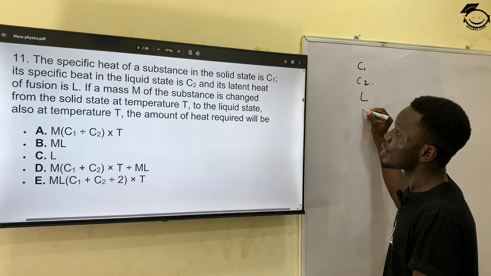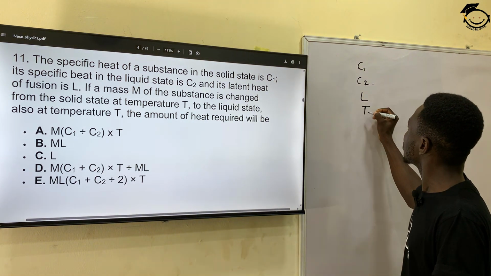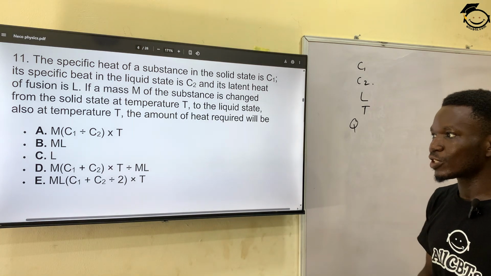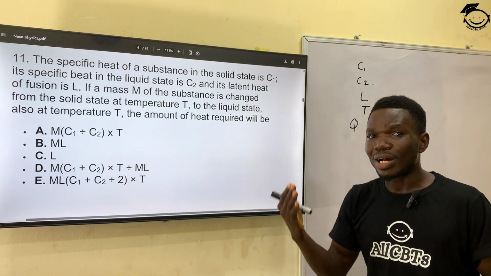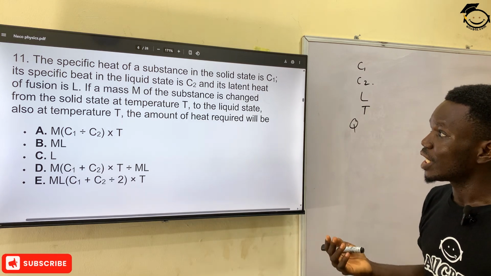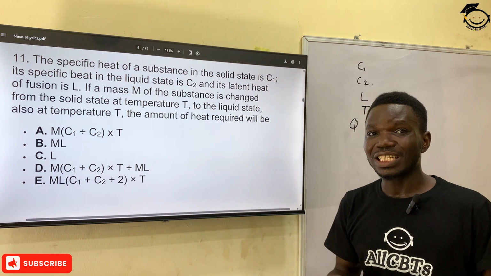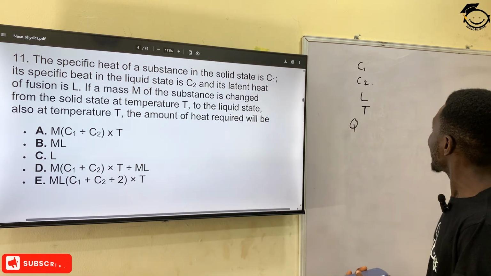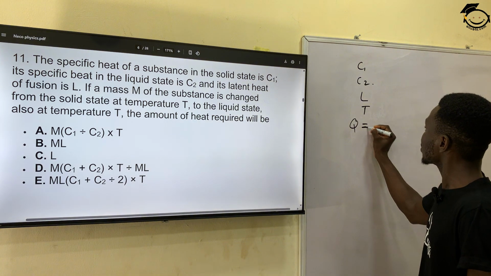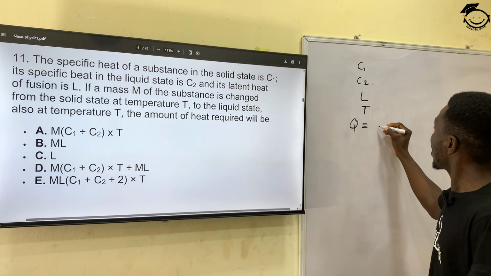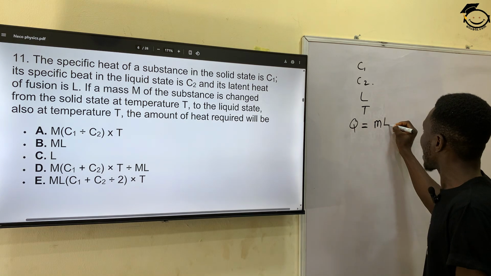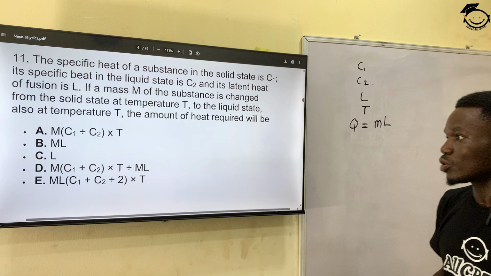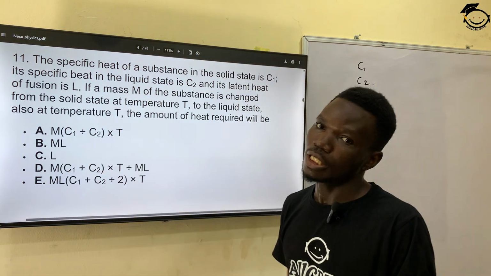So since the temperature does not change, it remains at T, we're looking for the quantity of heat that will be required. Whenever the temperature does not change, it means latent heat is involved. And whenever latent heat is involved, automatically temperature is not needed. And when the quantity of heat required for a substance to change its state is needed, what we have is the mass of the substance times the latent heat of the substance. So our correct option here is B, which is mL.